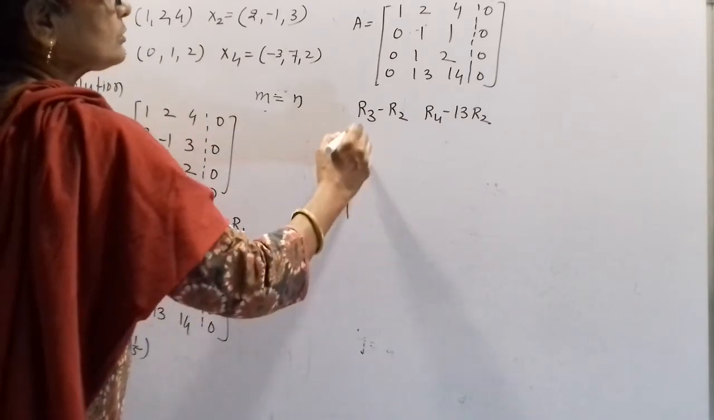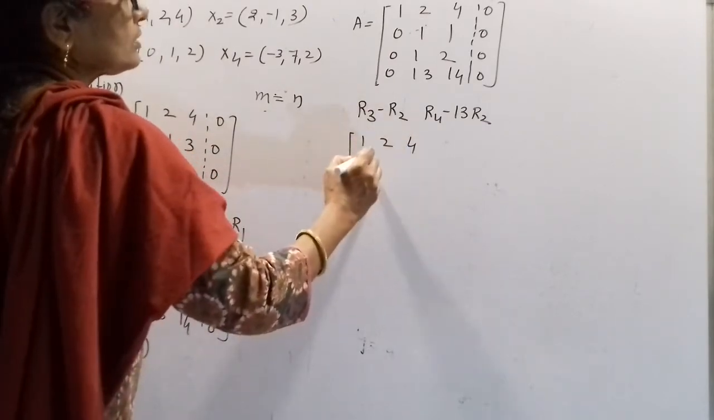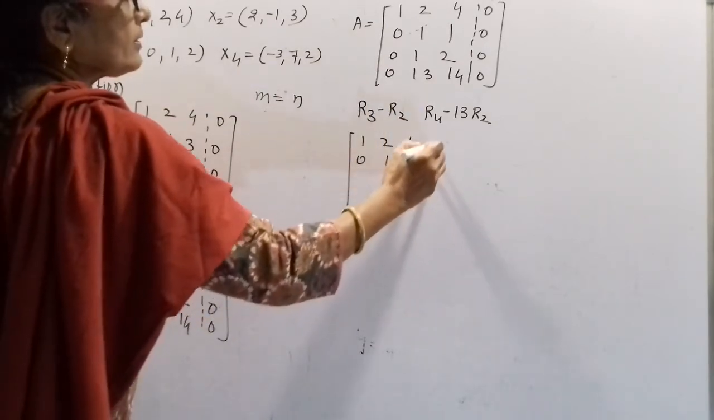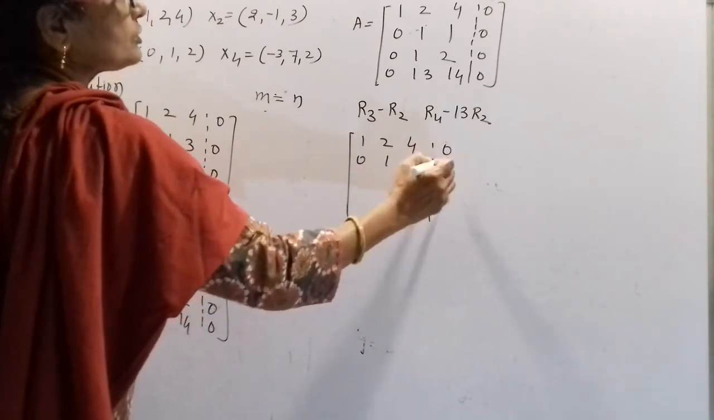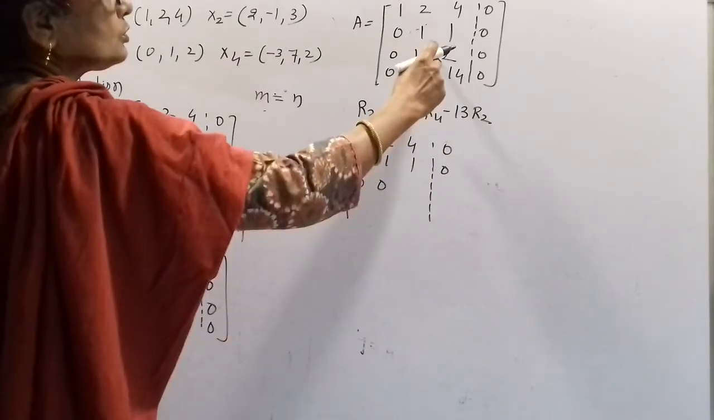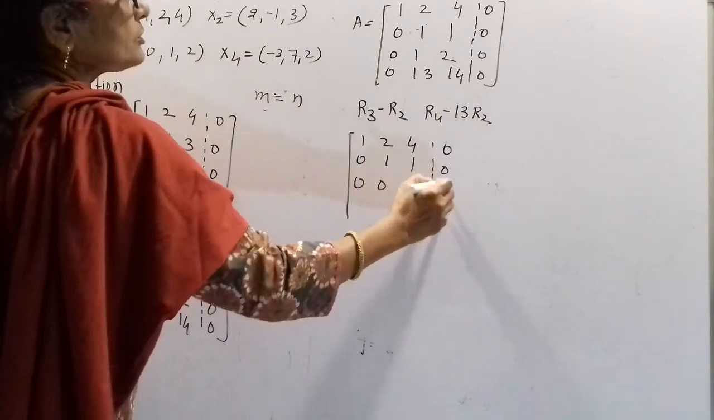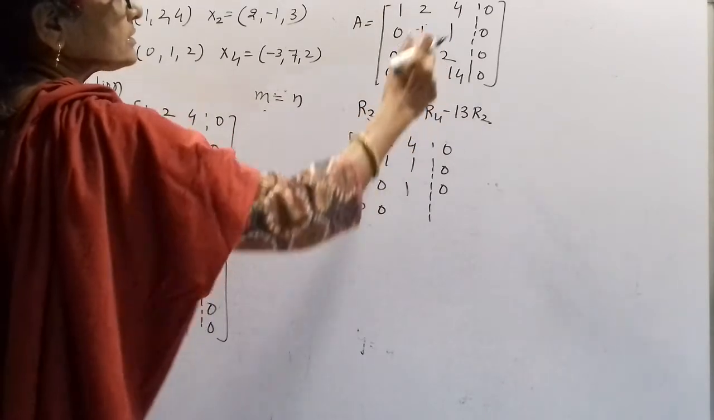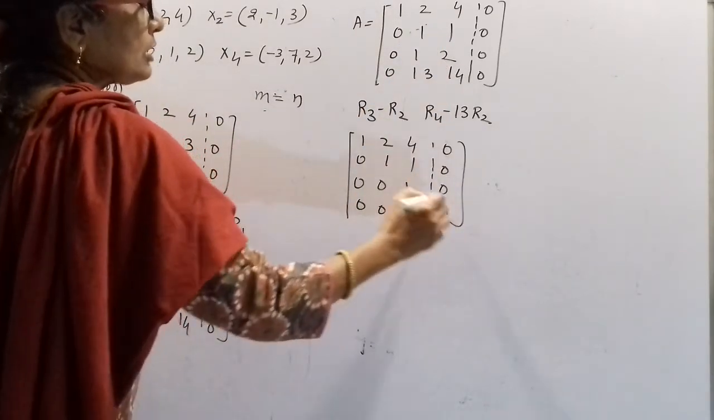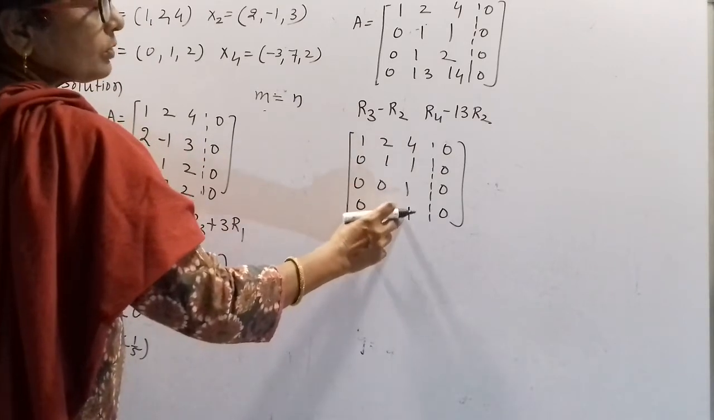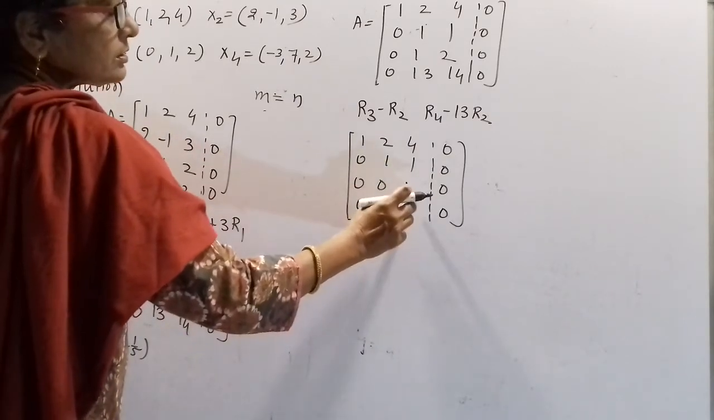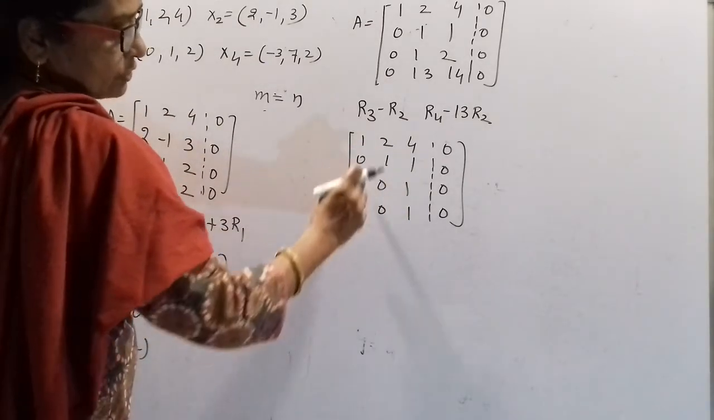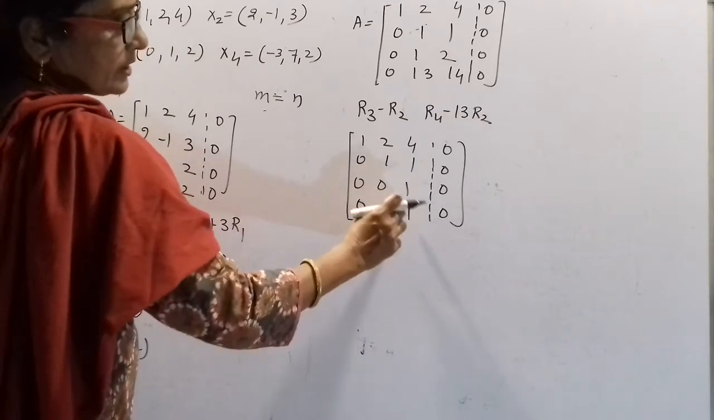So now this is equal to 1, 2, 4. The change is in R3 and R4, not R2. 1, 1, 0, 0, 0, 0. 2 minus 1 is 1, 0, 0. 13 minus 13 is 0. 14 minus 13 is 1, 0. Now we have to use R4 minus R3. Now we have to bring the 0 in the third column. We brought 0 in the first column, here we brought 0, now we have to bring 0 here using R3.